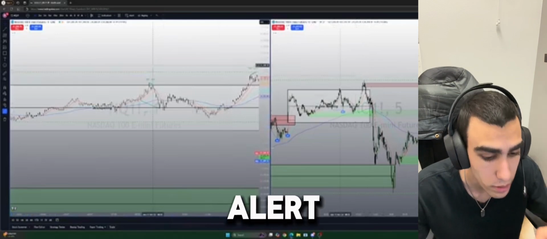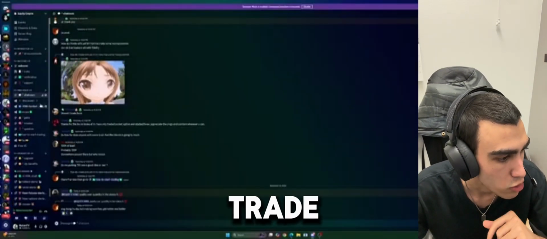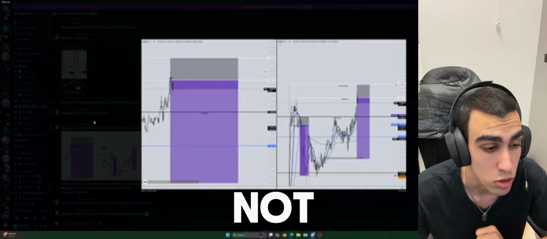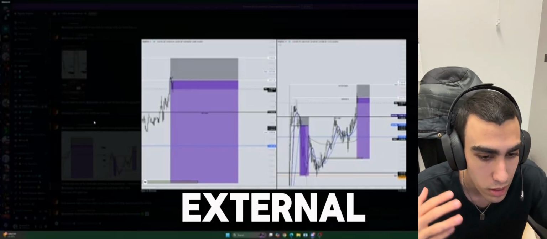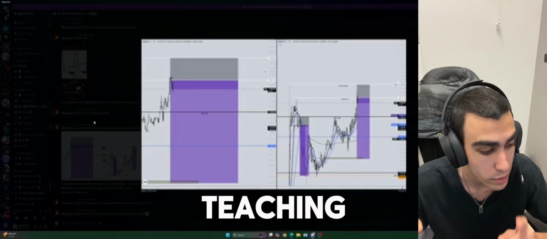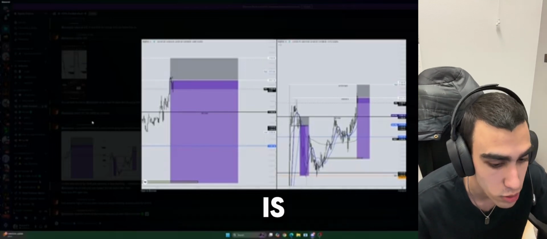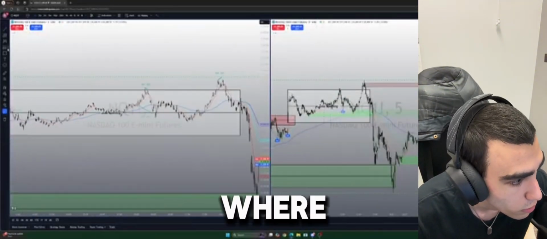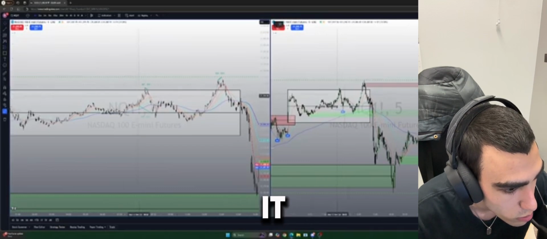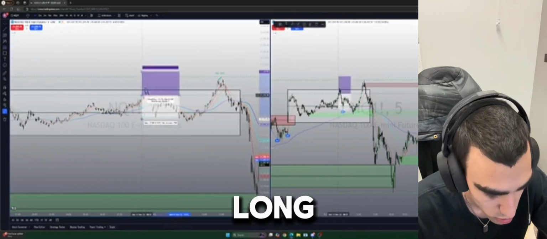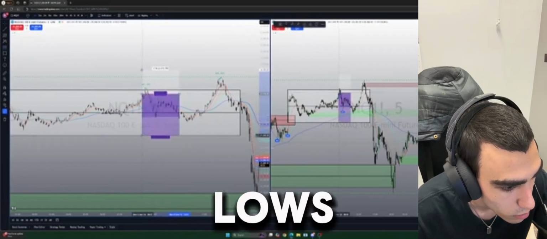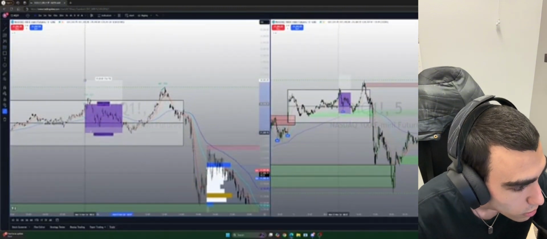Now, I did alert in the Discord yesterday. I took a trade, but the second trade I alerted was right here in Asia. I didn't take this trade. I was going to take it based off an external liquidity that got taken out. I'm going to be teaching that on day 5, but I don't want to get sidetracked, because like I said, we've got to take baby steps. So I'm just going to mark out where I did take my trade. This is where I took the trade. It wasn't longs, it was shorts. Short position, my take profit was at the lows, right there.